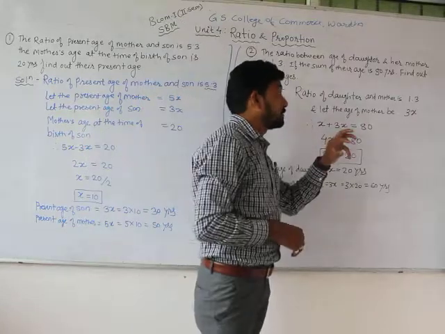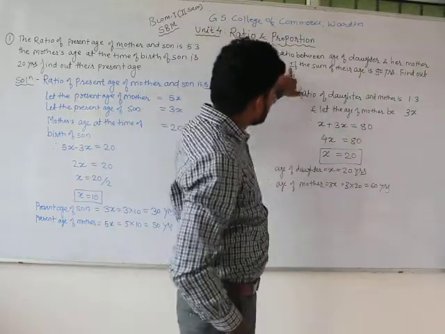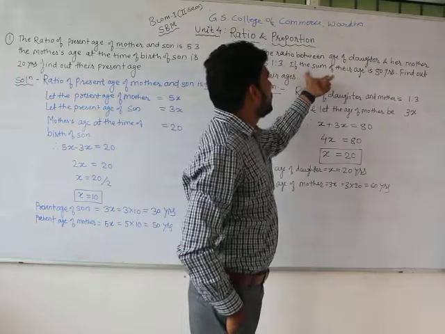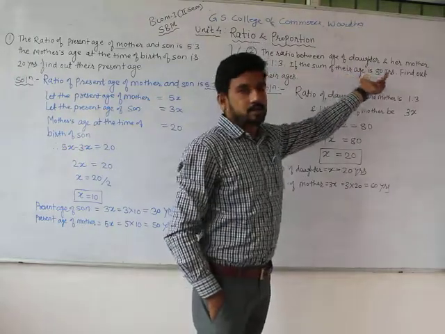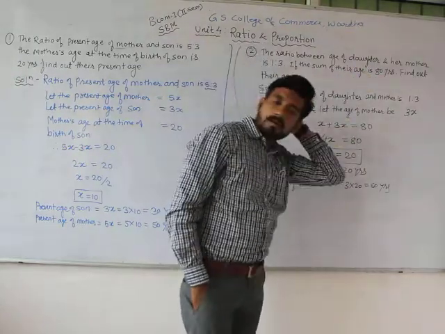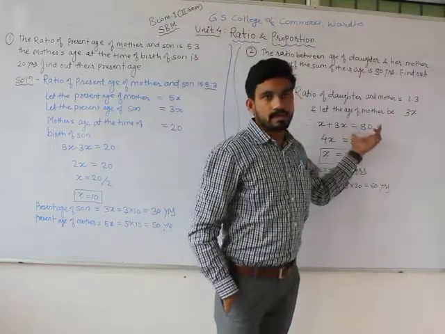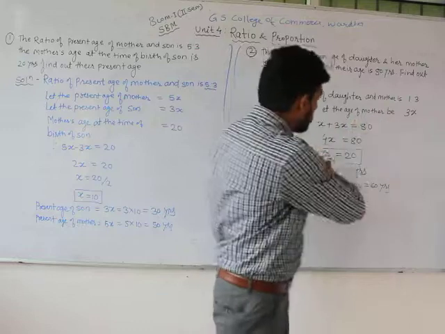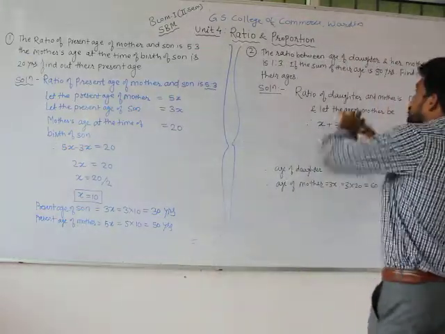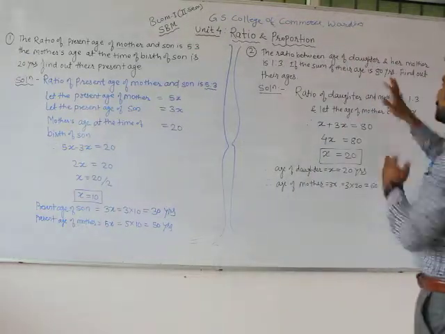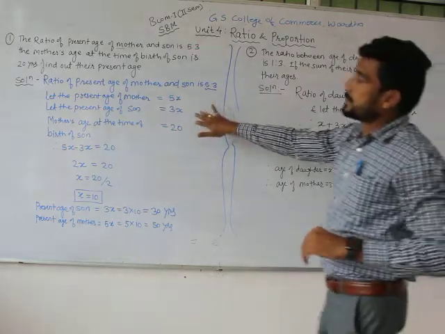Now what will be the equation? The information given in the problem is that the sum of their ages is 80 years. The sum of both ages is said to be 80 years. So x plus 3x equals 80. Why do we do a summation, addition, here? Because the sum of both their ages is 80 years. And why did we do subtraction in the previous problem?